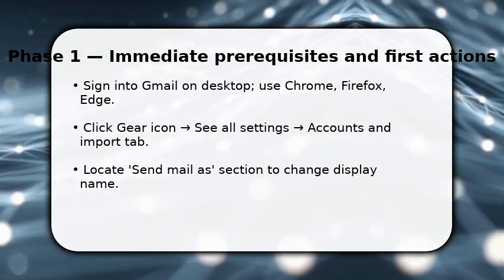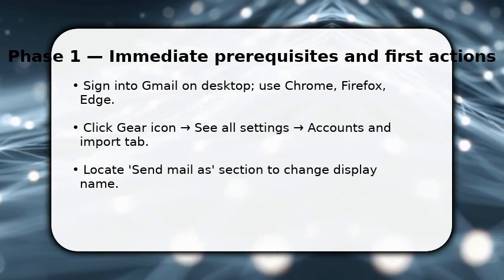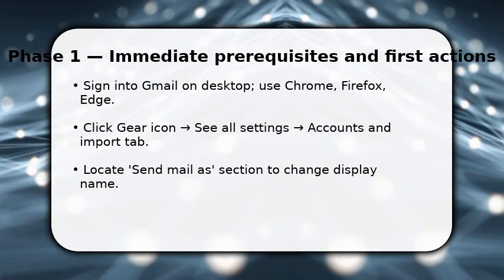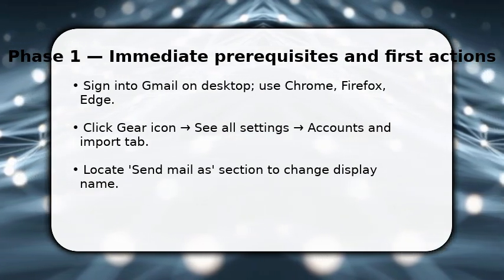You're doing this first because changing the Send Mail As entry alters what recipients see immediately versus other profile edits that can take longer to propagate.